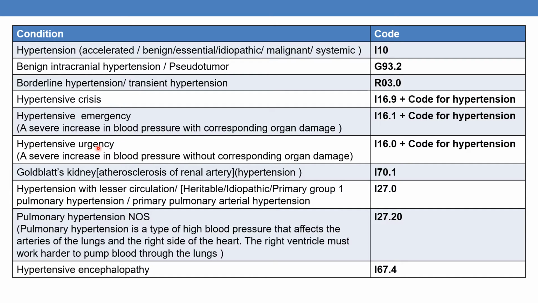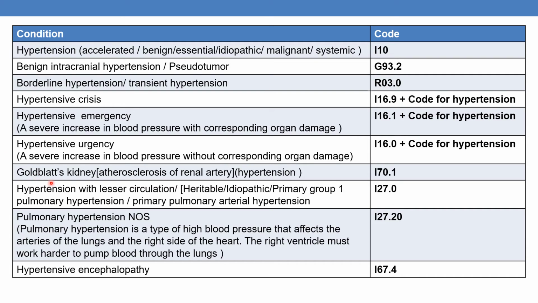In hypertensive urgency, there is a severe increase in blood pressure without corresponding organ damage. In simple terms, in hypertensive urgency, there is no associated organ damage. But in case of hypertensive emergency, there is corresponding organ damage. So the code for hypertensive emergency is I16.1. And additionally, the type of hypertension must be coded as secondary diagnosis. Now coming to the code for hypertensive urgency, it is I16.0 plus the code for hypertension.